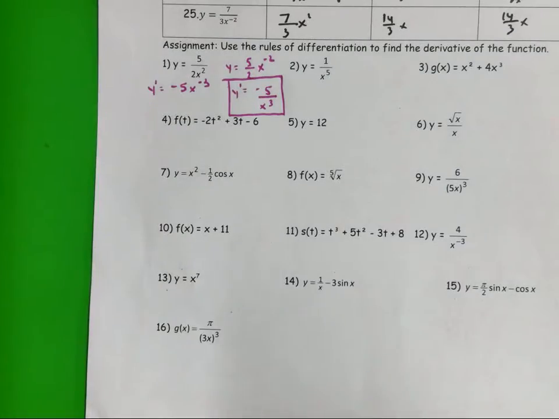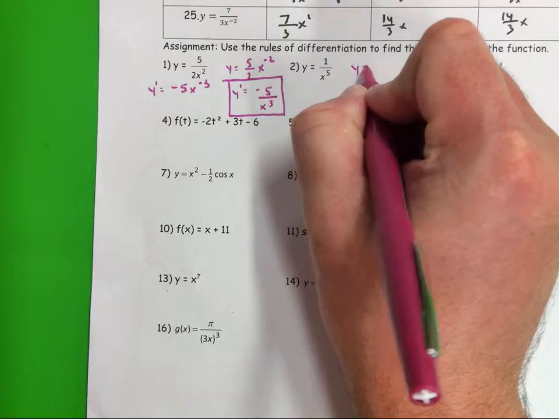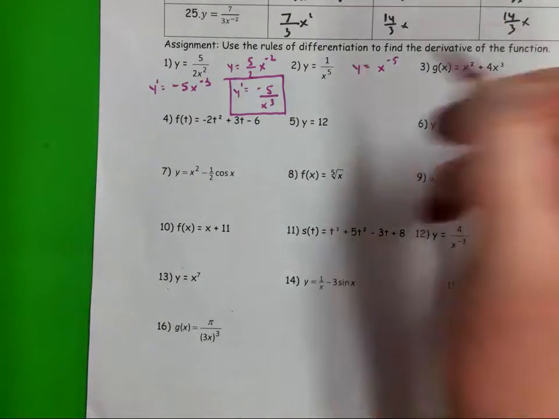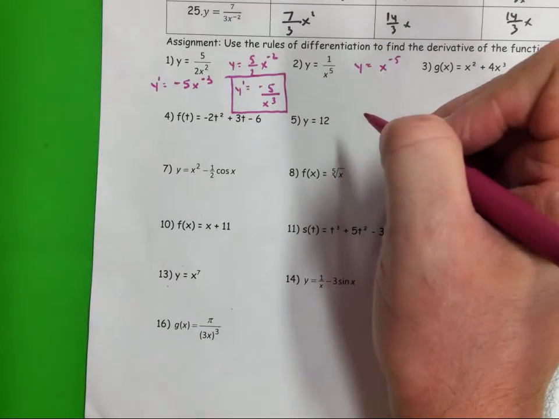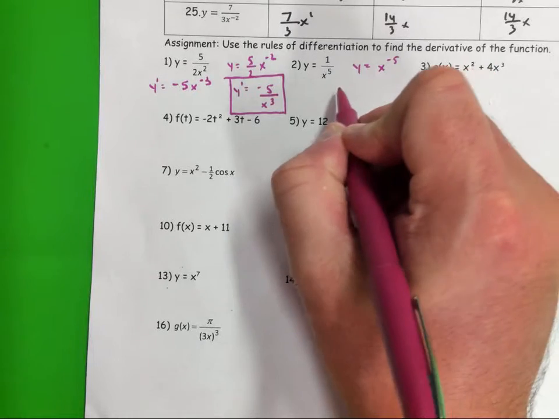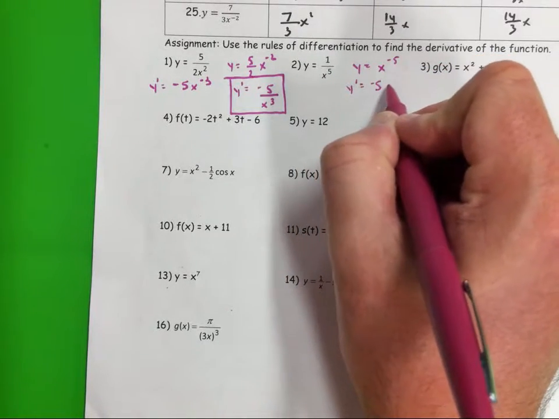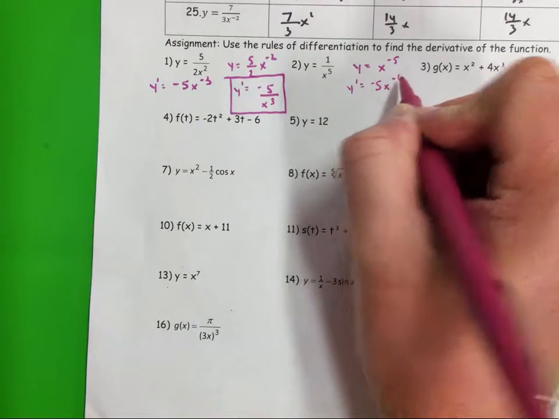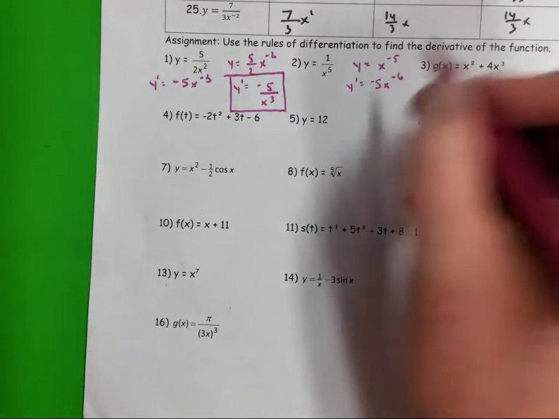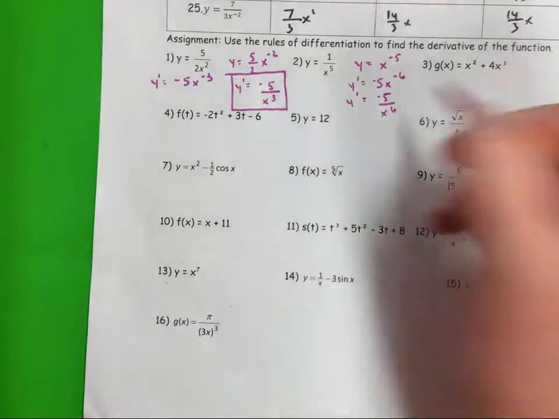Number 2, y equals 1 over x to the 5th. I'm going to rewrite that as y equals x to the negative 5th, because I have a variable in the denominator. Okay, I'm going to bring this down and times it by this. So y prime equals negative 5 times 1 is negative 5. x minus 1 is negative 6. Alright, now I'm going to finalize this. y prime equals negative 5 over x to the 6.